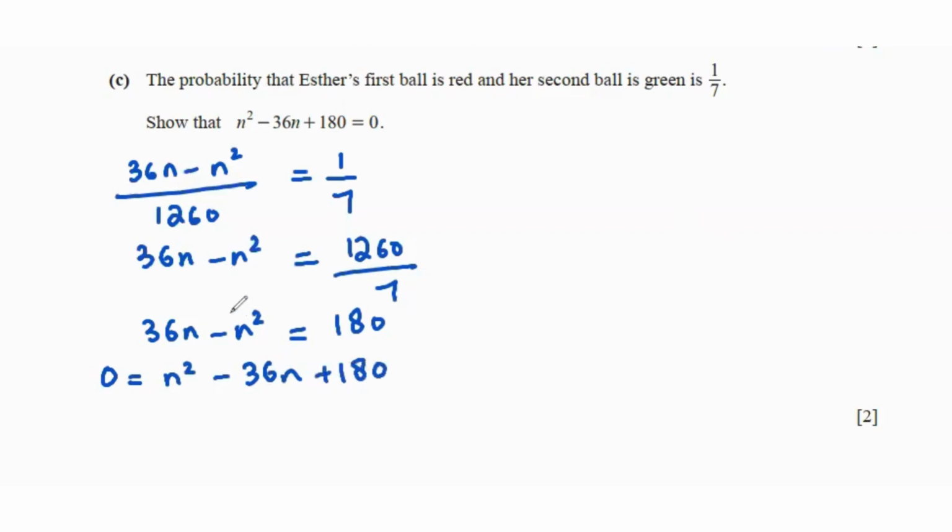The reason why we move 36n minus n square to the right hand side is because if you look at the question, our n square is positive and 36n is negative, which was the opposite of what was happening in the previous step. So to make it correct, we just moved them to the right hand side and the signs changed automatically. So this is the equation that they wanted us to show.